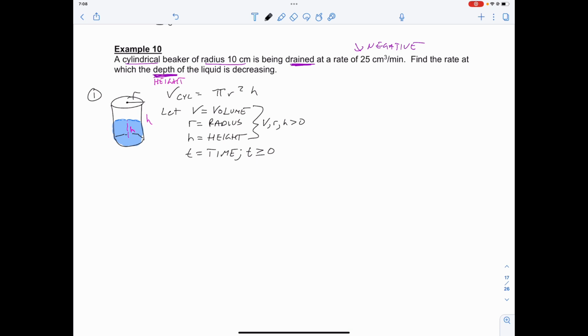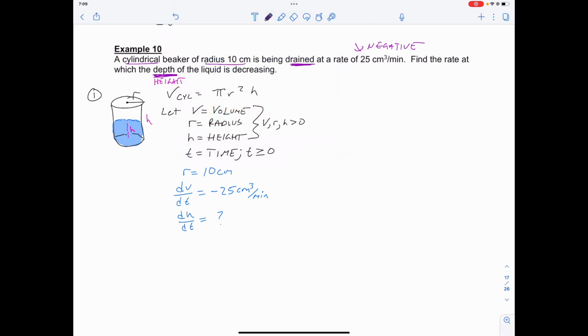Now, what do I know? Well, I know from what was given that we're doing it when r is equal to 10 centimeters. We know that dV over dt is equal to negative 25 centimeters cubed per minute. And we know that we're trying to find dh over dt. Well, we've never had to do it with 4 variables before: V, r, h, and t. But we're still going to use the same principle that we have.